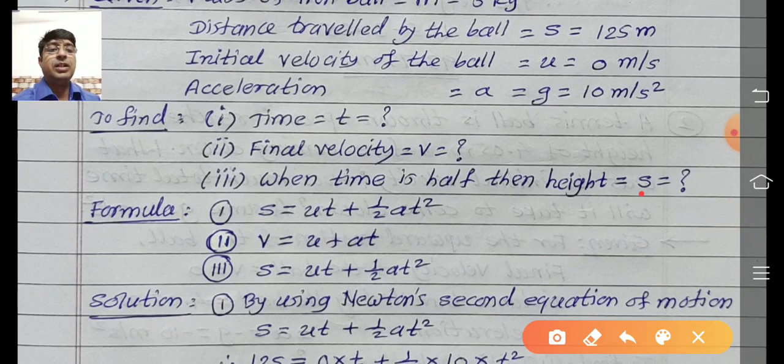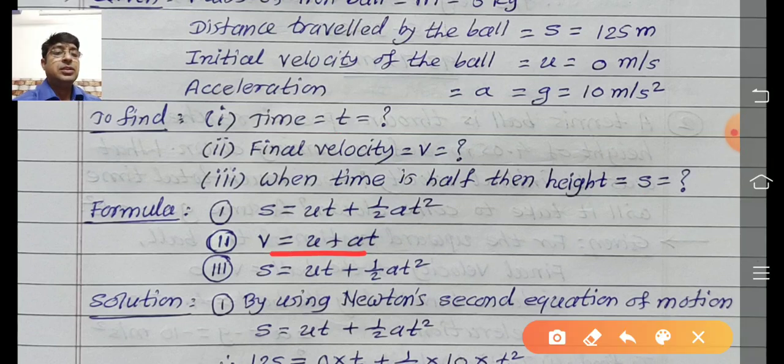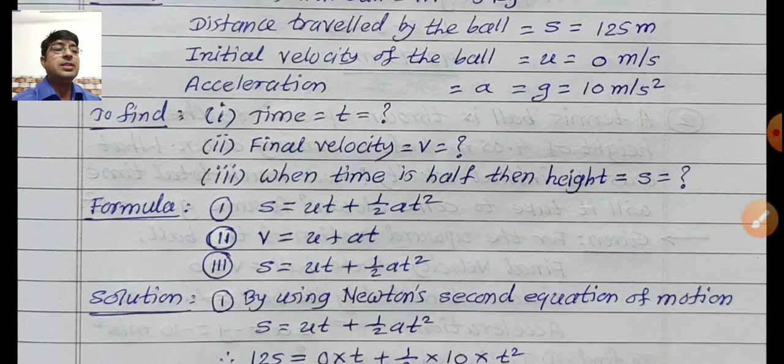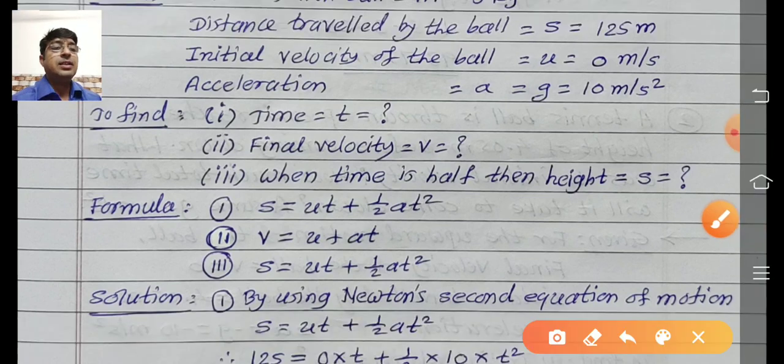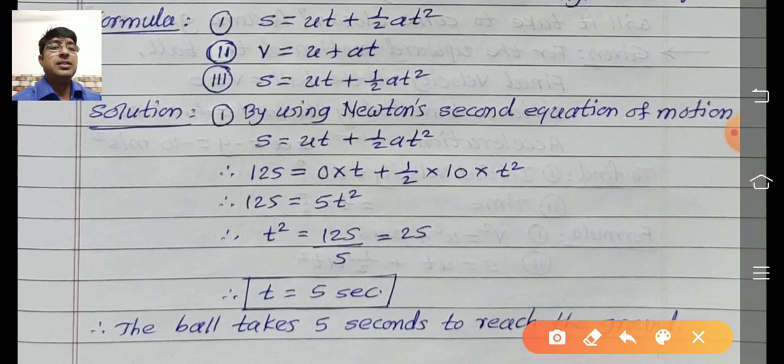So by using which formula do we find this time? By using the formula s equals ut plus half at square, that is the second kinematic equation, Newton's second equation of motion. Then second, the final velocity we find by using the first equation of motion. And third, when we find the height, we again use the same formula, the second kinematic equation. Then one by one we are using these equations.